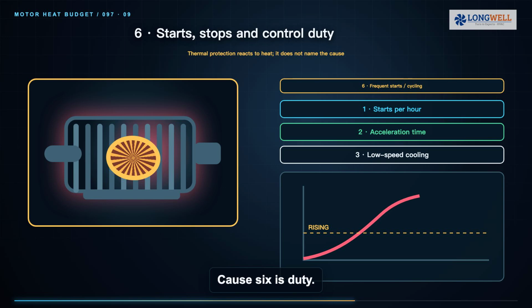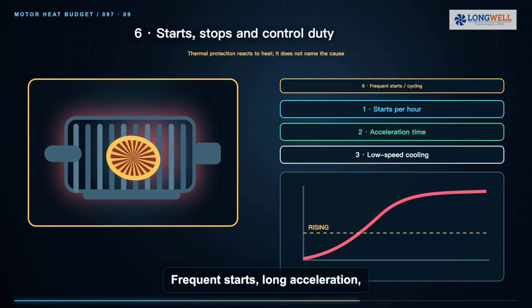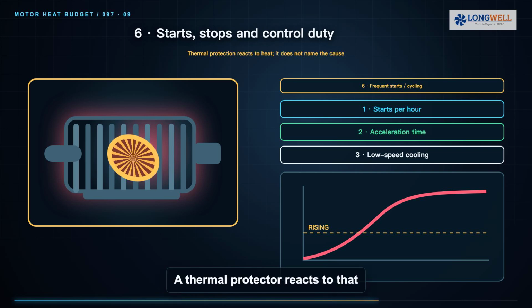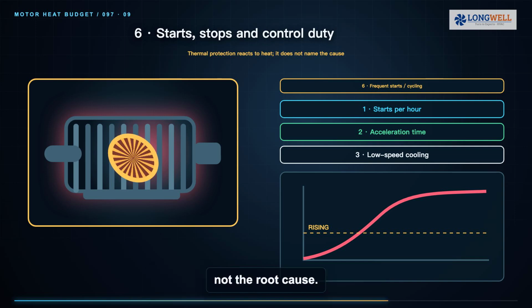Cause 6 is duty. Frequent starts, long acceleration, aggressive cycling, or prolonged low-speed operation can accumulate heat faster than the motor cools. A thermal protector reacts to that heat. A trip is evidence of the thermal state, not the root cause.